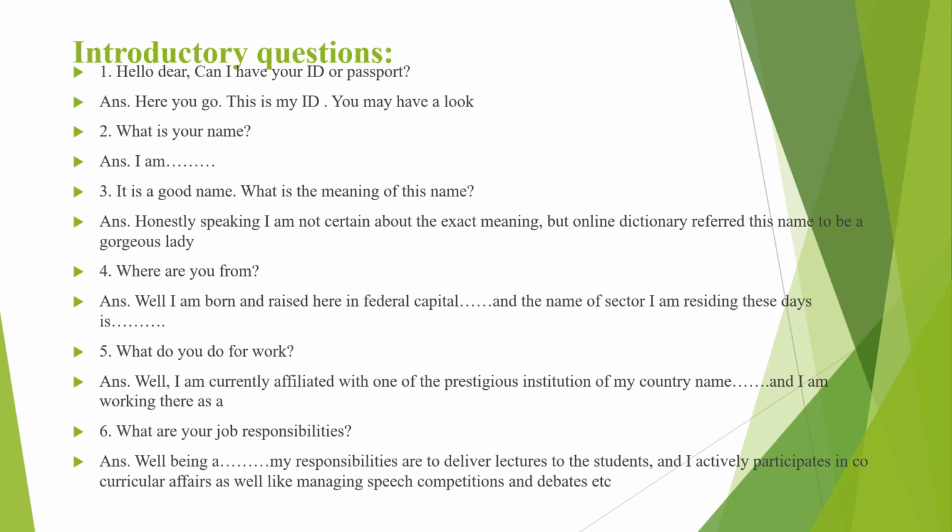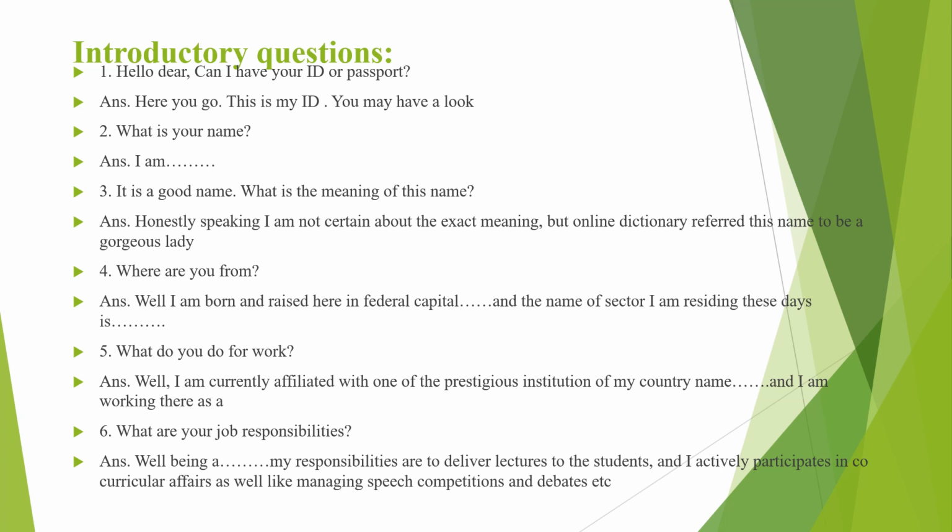Then they can ask you, what's your name? Or they'll be asking you about your name. Then you can mention your name. The third question could be the meaning of your name. So you can start your answer with the help of the characters. With the small characters, we have connectors which are made up of two phrases as well. So we will discuss these things towards the end of this lesson or maybe in the next lesson. Honestly speaking, I'm not certain about the exact meaning, but an online dictionary referred to this name as a gorgeous lady, or whatever the meaning of your name is.